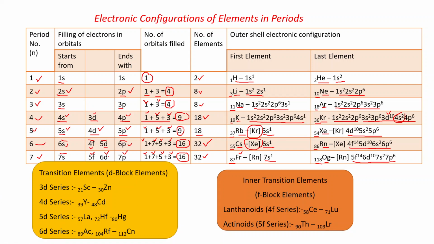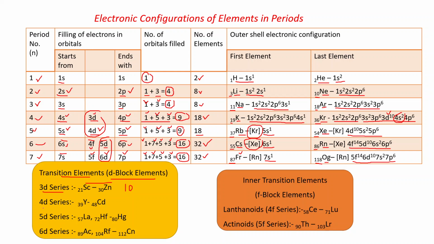Then see, we have discussed the filling of 3d, 4d, 5d, and 6d. Actually, these are known as the d block elements or transition elements. This is the 3d series. It means electrons enter the 3d subshell, and this series contains these 10 elements, scandium to zinc, atomic number 21 to 30.